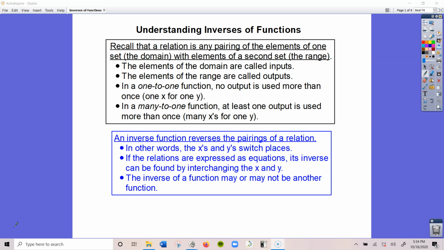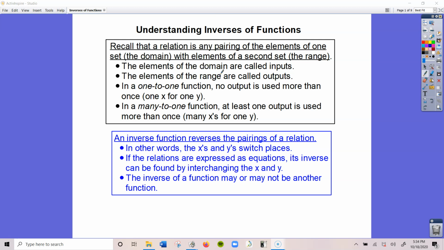Hey guys, today we're going to learn about inverses of functions. Now a couple things to remember and keep in mind as we work today. Recall that a relation is any pairing of the elements of one set, which are the domain, with elements of a second set, which is the range. So basically what this means is that a function is a relation where one x leads to exactly one y.